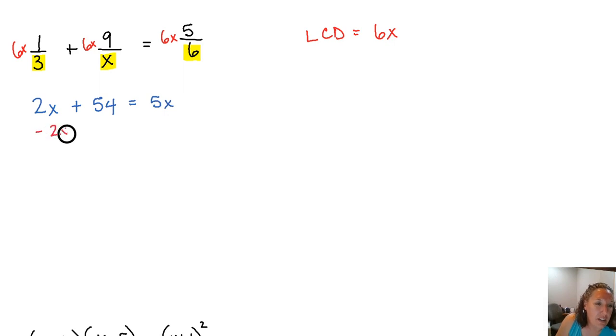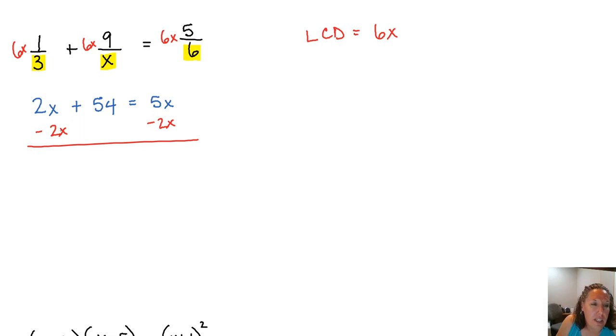I tend to like to move my x's in such a way that my coefficient on my x is a positive number. It doesn't matter. We could move our 5x to the left and move the 54 to the right, or we can move our 2x to the left as I have here. It doesn't matter as long as we get that x by itself.